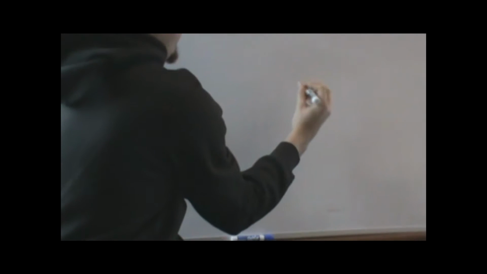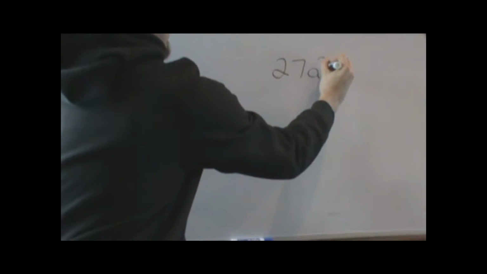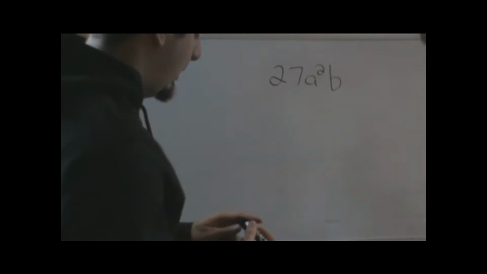In the previous video, we discussed what primes and composites were, and how to find the prime factorization of regular numbers, or in other words, constants. Today we're going to talk about how to find the prime factorization of numbers such as 27a squared b. This is a monomial.